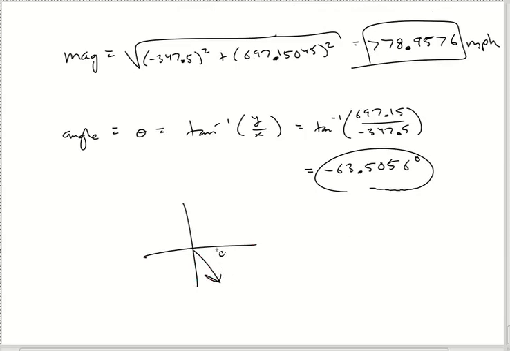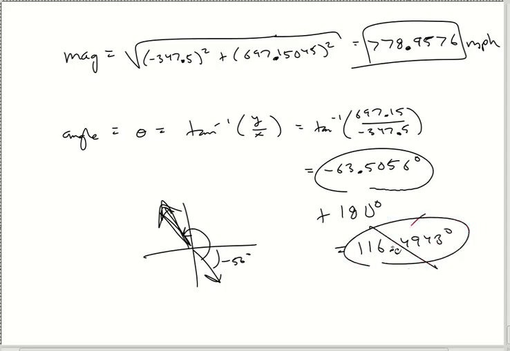Negative 56 is like down here. Is that where my plane's going to end up? No, my plane's going to end up over this way, right? So how do I get to this angle right over here? I'm going to add 180 to it. So I'm going to add 180. And that's how I got, well, I'm going to tell you my answer, 116.4943 degrees. I put this in, it said, you're wrong.